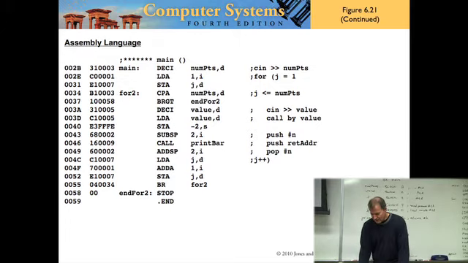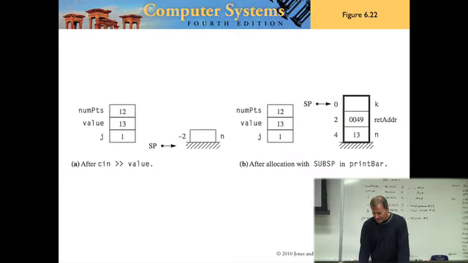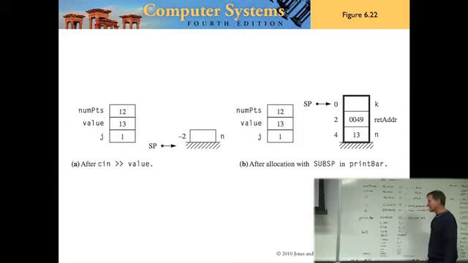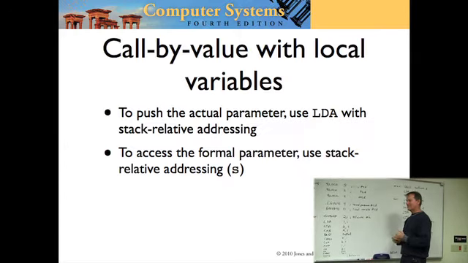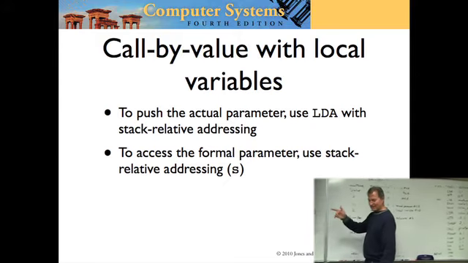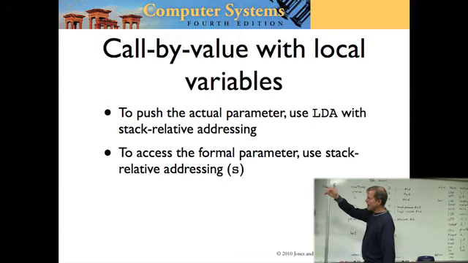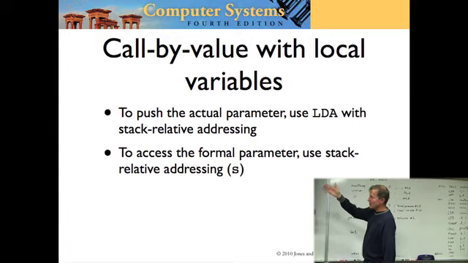Okay, and then here's a little picture, a little diagram, all right? Now, the next one is how to do call by value with local variables. All right, you guys, watch this. Do you see this? So to push the actual parameter, you use load accumulator with stack relative addressing. Otherwise, everything's the same.